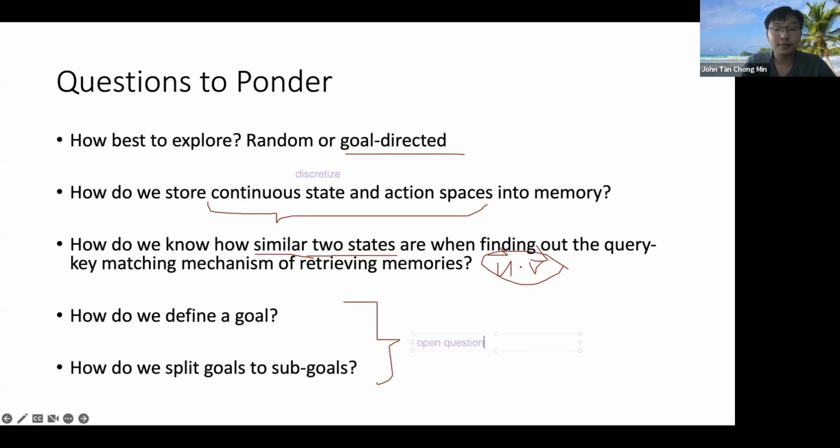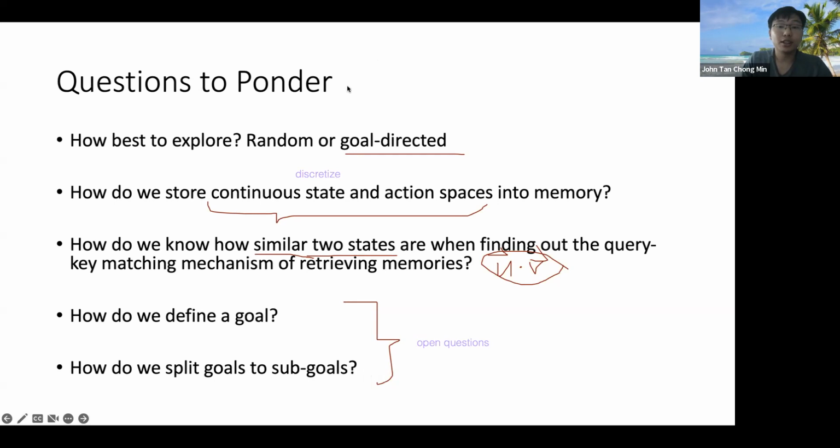So how do we define a goal? Coordinate systems are easy. You want to travel from one point to another point. But how about a more complex task? Like I want to do my homework. So my goal is to do homework. But in order to do homework, I need to first look at the question, retrieve memory in my head, and then write down the answers and stuff like that. So this entire sequence of actions is not that easy to state out, and how to split these goals into sub-goals.